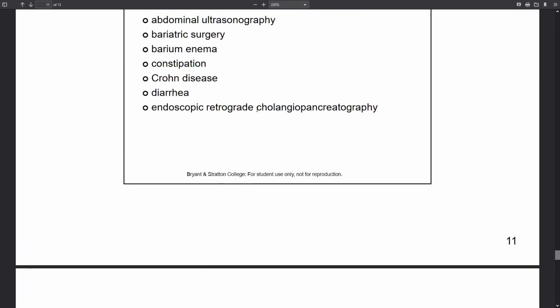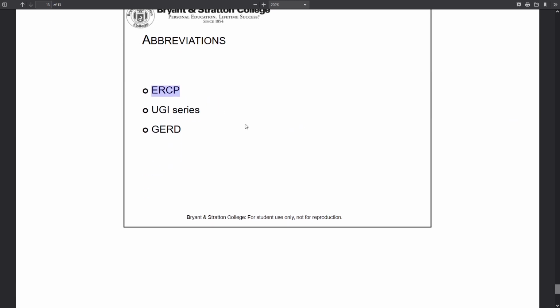Endoscopic retrograde cholangiopancreatography. Okay, it's a mouthful. Slow it down.